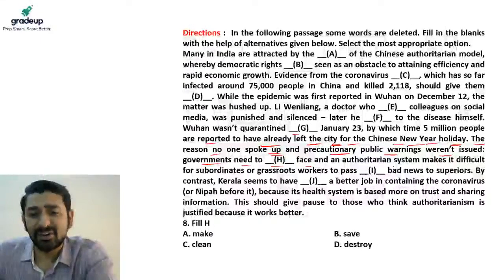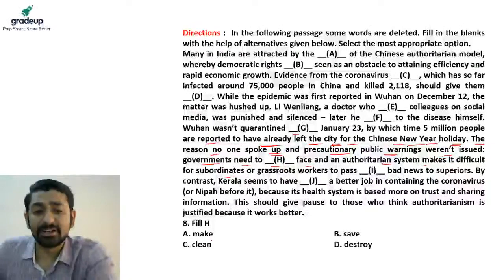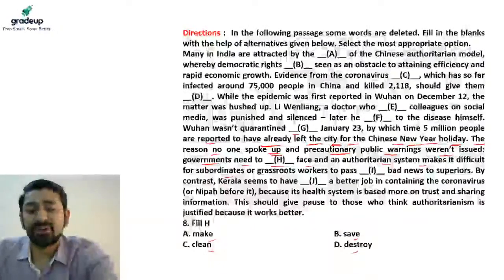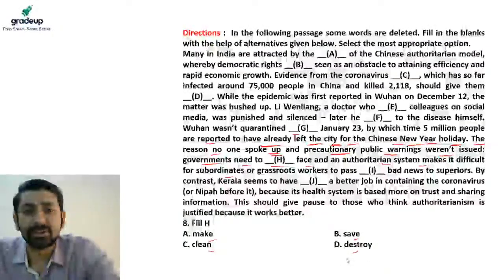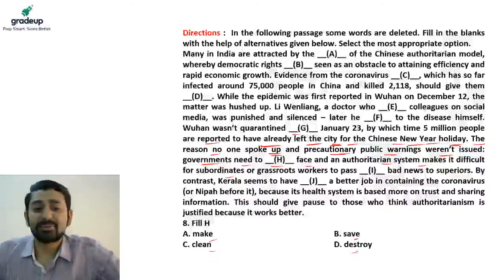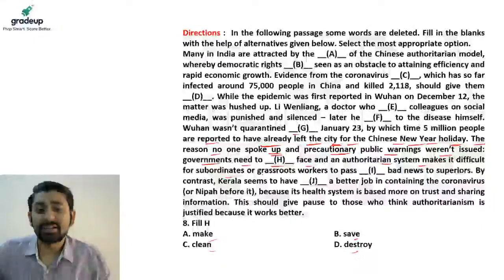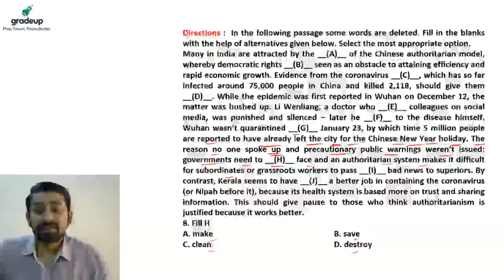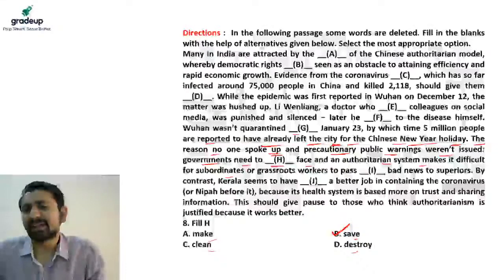Governments need to dash face, and an authoritarian system makes it difficult for subordinates or grassroots workers to pass dash bad news to superiors. So what do you think should appear in H? Governments need to make face, save face, clean face, destroy face. Which do you think should appear in this option? Save is absolutely right. Governments need to save face.